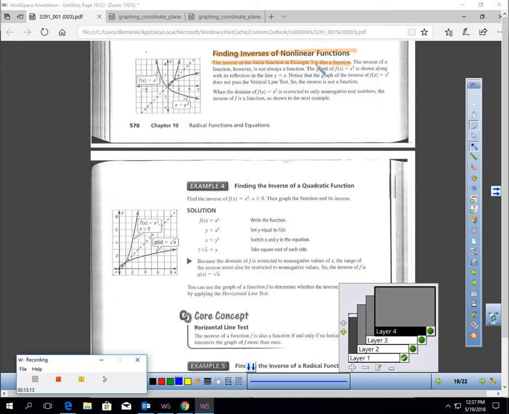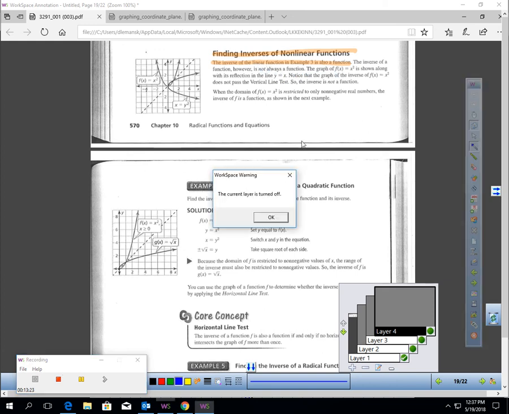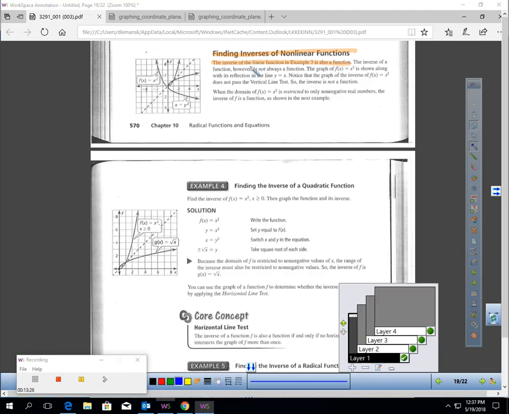Now, nonlinear functions, we can find the inverses of those as well. The inverse of a linear function is also a function. Now remember, functions mean one input gives one output. Do you remember the vertical line test? You can always tell if a graph is a function if you draw vertical lines and each vertical line would only touch one point. Okay? Now it's important to note though, the inverse of a function is not always a function.